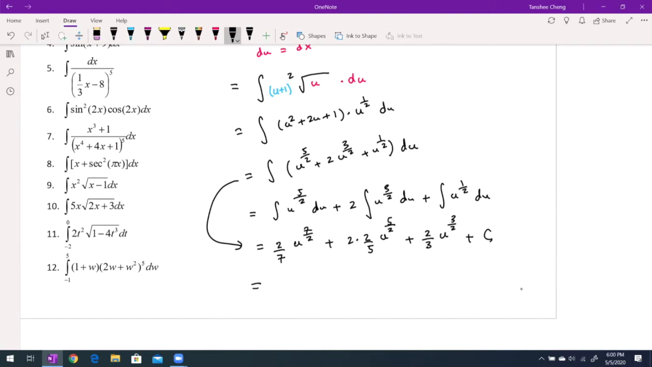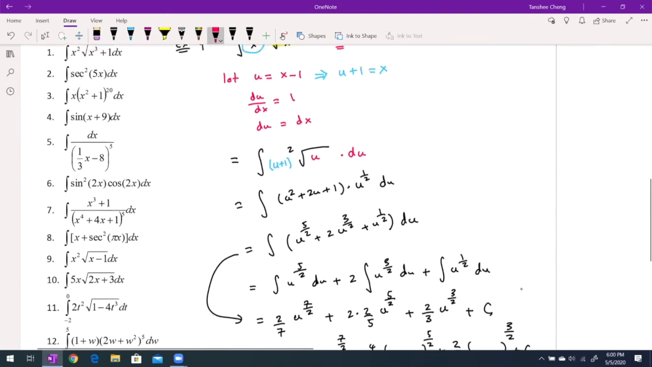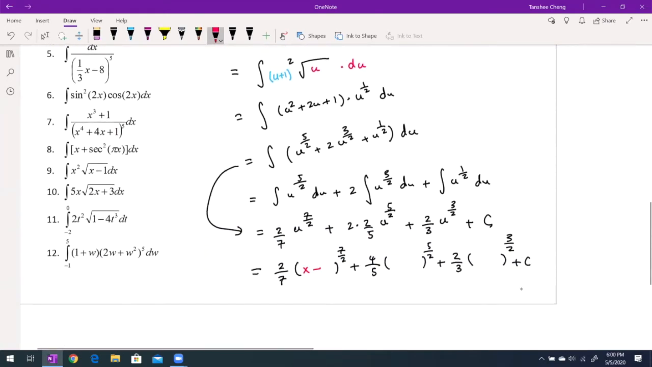And finally, substitute back what we originally had for u. What is u that we substituted for? X plus 1? No, I think x minus 1, isn't it? Oh, x minus 1. Yes, x minus 1. Are we all following so far on this technique? See, now I'm teaching you a new way of doing these.